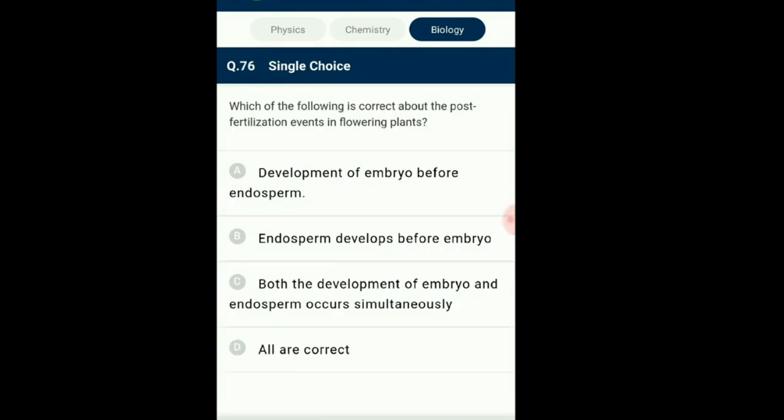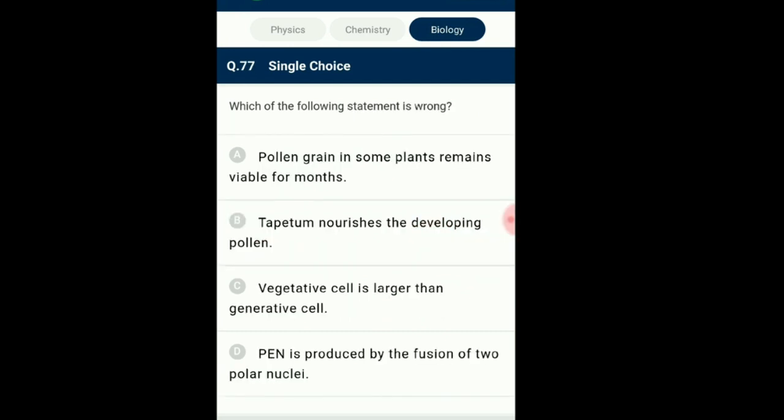Question number 76. Which of the following is correct about post-fertilization events in flowering plants? The embryo develops at the micropylar end of the embryo sac. The zygote divides only after a certain amount of endosperm develops, as this is an adaptation to provide assured nutrition to the developing embryo. So the answer is option B. Endosperm develops before embryo.